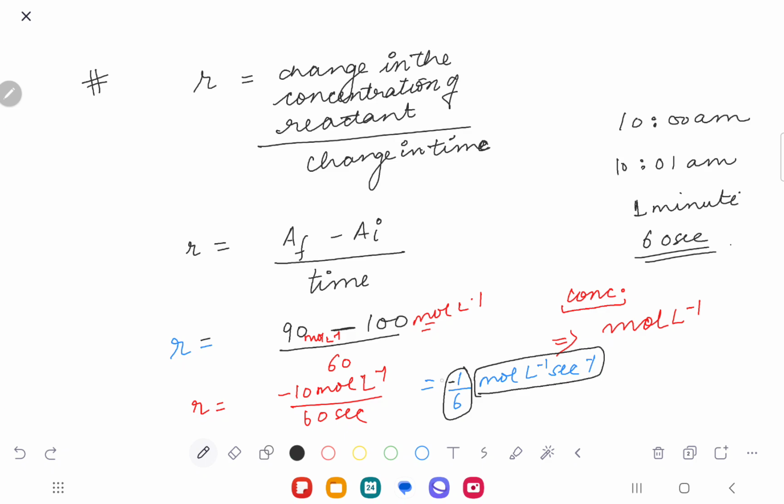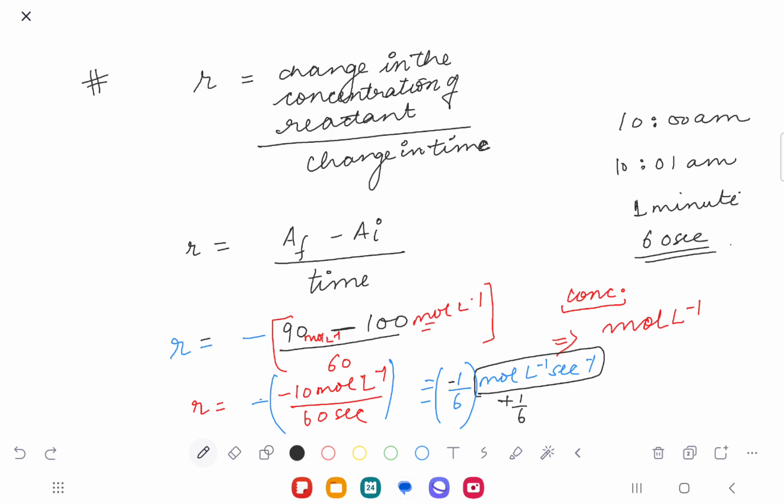But it is negative. And I told you previously as well that rate can never be a negative quantity. Since rate can never be a negative quantity, to bring it from negative to positive, we apply a negative sign here. So it becomes minus of minus, and that becomes plus 1 over 6. Are you understanding? So that is the concept.